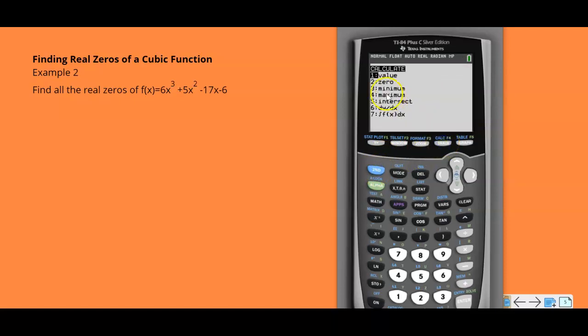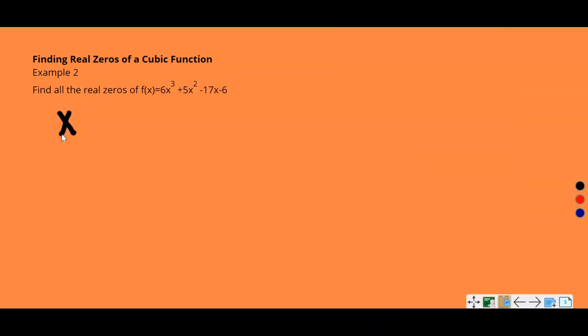So second trace, and then I go to number 2, my 0. So second trace, 0, and I have to scroll all the way to the left of the 0. So the 0, remember, is where it crosses the x-axis. Hit enter, and then I'm going to scroll to where it's on the other side of the 0. So anywhere to the right of that. And then it's going to say my 0 is at -2. So let's write x is -2.